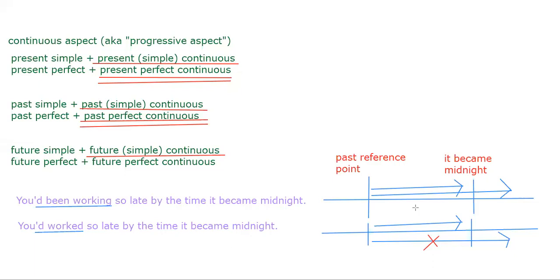So with the first one, you'd imply, I still want to keep working, but with the second one, you'd imply, I don't want to keep working anymore. So it just cuts off right at that point that it became midnight. You have a cutoff point right here. It's like, it's midnight, I'm not going to work anymore. So that's the difference between the two. Okay.